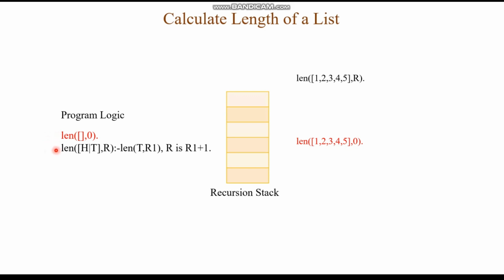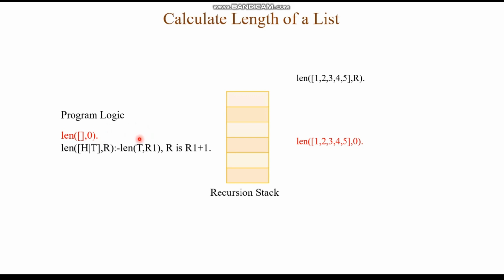And the second part, which is the alternate logic, is written as len within brackets, the list split into head and tail, comma R, which is the output parameter, and then the rule is defined as colon hyphen. Then len accepts the tail, discarding the head, and the second parameter is a new variable which receives a new output from the newly identified list, that is T, because earlier the original list contained head and tail. Now we have discarded the head and accepted the tail only.